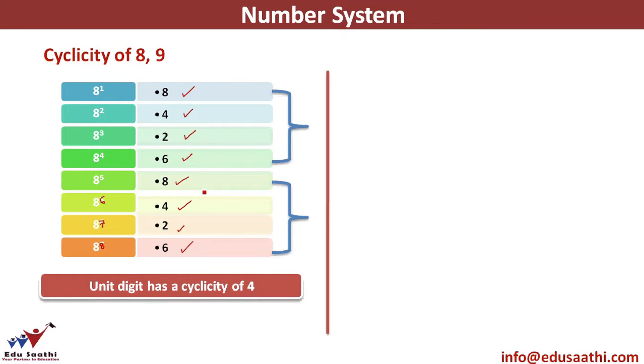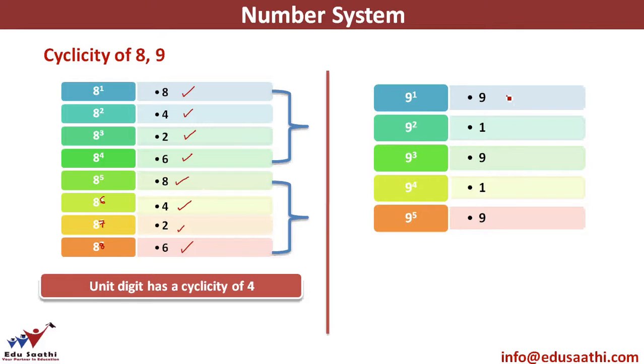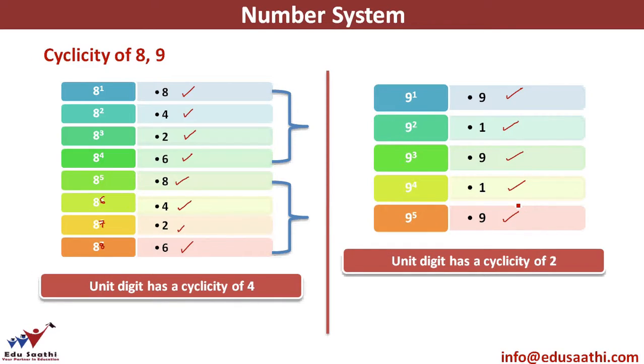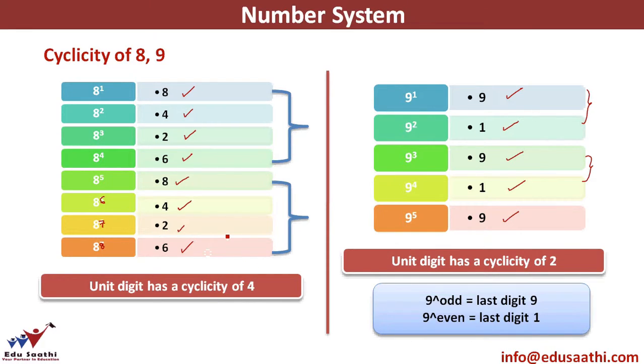Let's look at the case of 9. 9 raised to power 1 ends up in 9. 9 squared 81. 9 cube 729. 9 raised to power 4 again ends up in 1. 9 raised to power 5 ends up in 9. So if you look at it, it has a unit digit cyclicity of 2. 9 and 1. 9 and 1. So 9 raised to an odd power would end up always with 9. 9 raised to an even power would end up in 1. So this is similar to the case of 4 because the cyclicity was also 2 in case of 4.